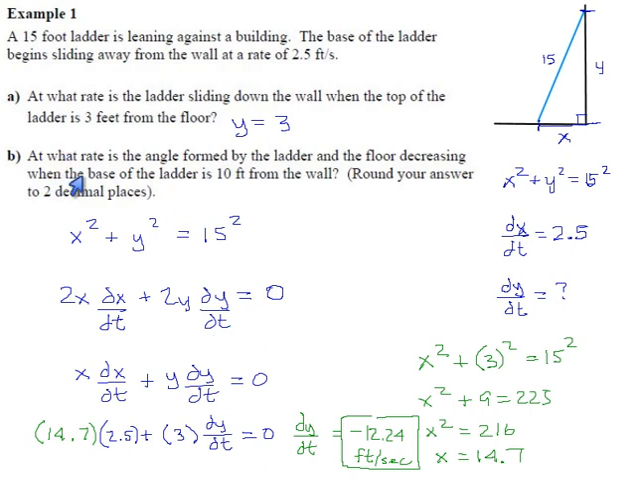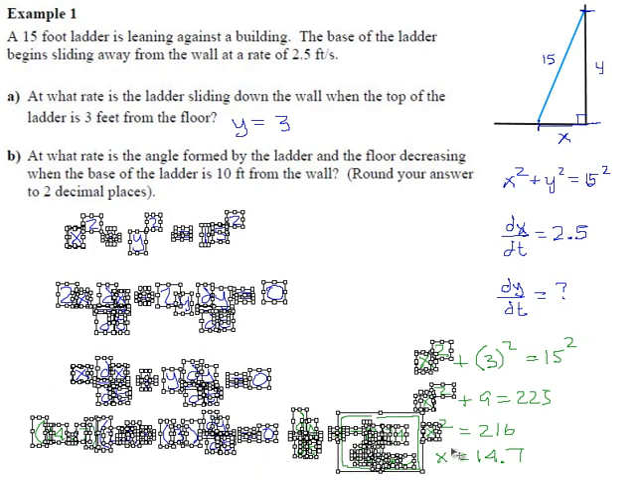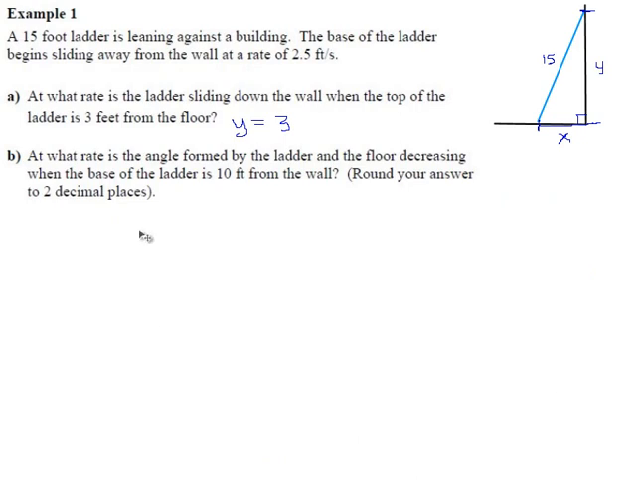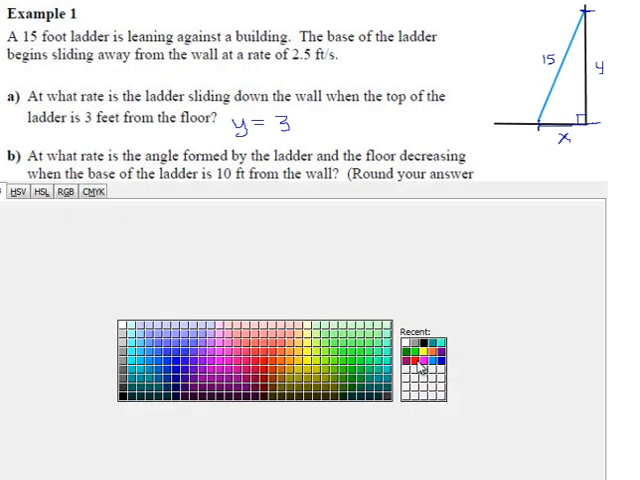Then they ask for another piece which requires some of our trig skills because they're talking about an angle now. So let's clear some space and try this some more. I don't think we'll need the Pythagorean stuff anymore. Now they're talking about the angle formed by the ladder and the floor. So here's the ladder, here's the floor. That's the angle they're talking about, the angle between. I will call that angle theta.